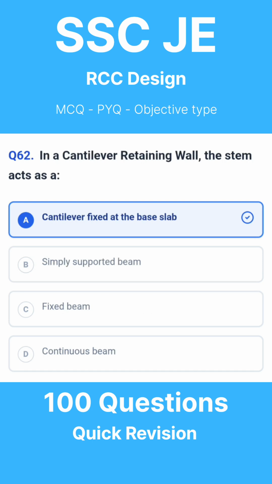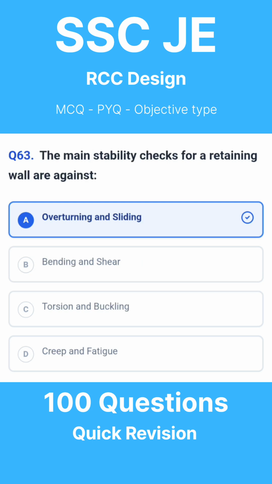Question 62. In a cantilever retaining wall, the stem acts as a. The correct answer is cantilever fixed at the base slab. Question 63. The main stability checks for a retaining wall are against. The correct answer is overturning and sliding.